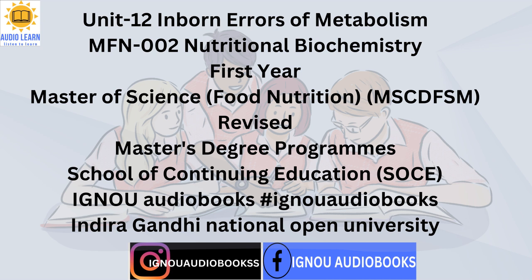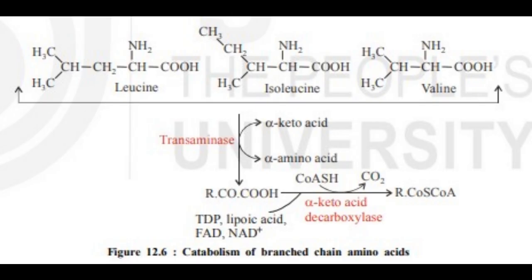Maple syrup urine disease, MSUD. MSUD is an inherited metabolic disease caused by the inability of the body to metabolize the branched-chain amino acids valine, leucine and isoleucine. As you have already read in Unit 2, these 3 amino acids show a branch point in their structure and hence are commonly referred to as branched-chain amino acids. The disease is called MSUD because urine from affected people has a smell resembling maple sugar or burnt sugar.